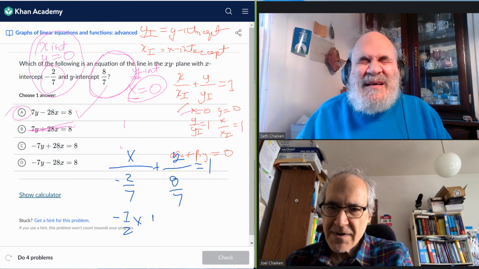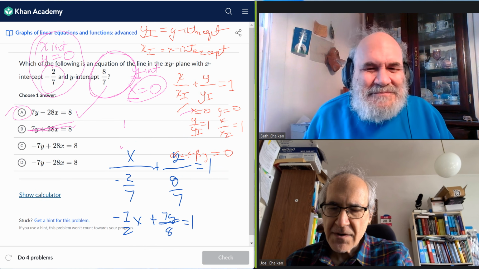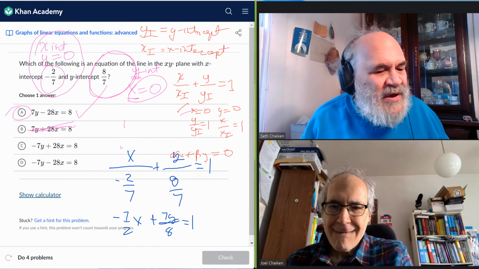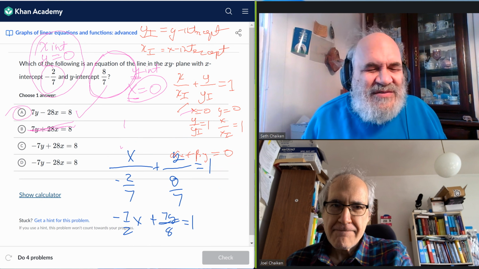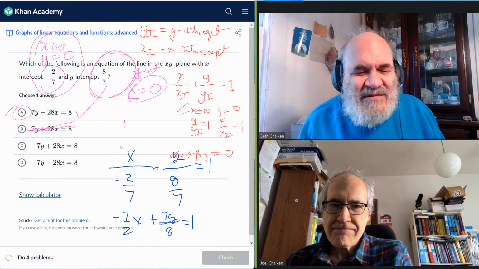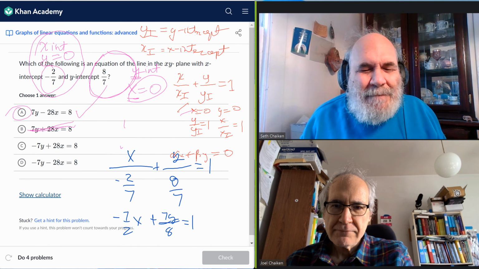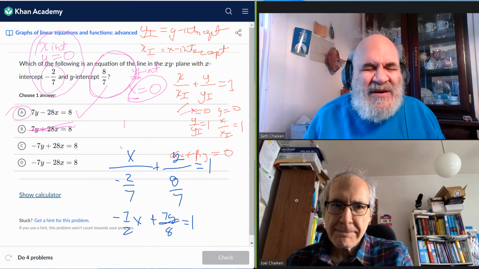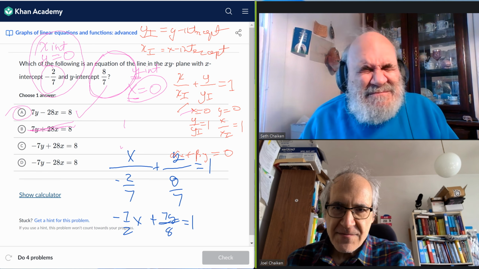Negative 7 over 2 x plus 7y over 8 is equal to 1. However, the way we started gives the fewest calculations, and therefore it has the most reliable approach, because there's a chance of an error in each of the calculations.